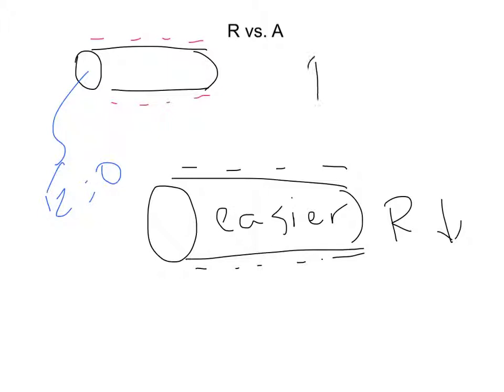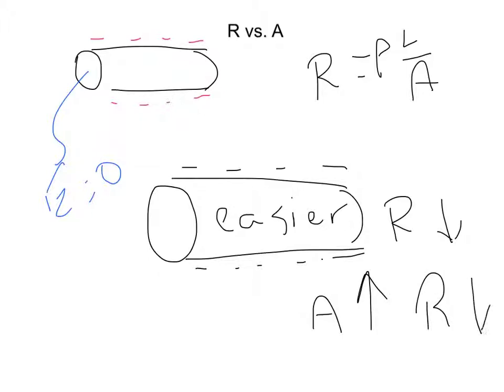Remember, R is equal to rho L over A. And that kind of gives them all to you. It's directly related to resistivity. It's directly related to length. It's inversely related to area. So if A goes up, R goes down. And if you think about it, a fatter wire is much, much easier to conduct electricity through.